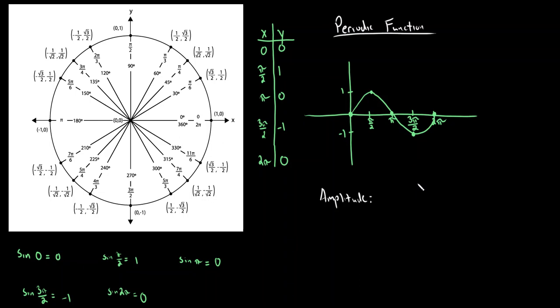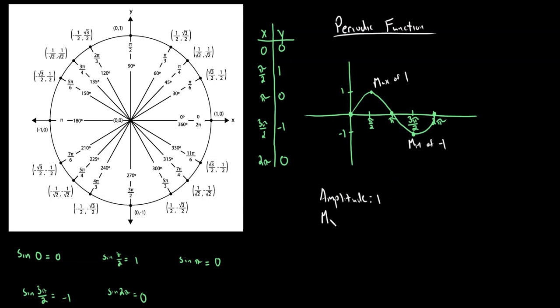So if we think about what the amplitude of this particular graph is, well, the max is 1, and it has a min of negative 1. And regardless if I continue this forever and ever, you would see it have the exact same max and min. Well, that total distance is 2, which means half of that distance is 1. So it has an amplitude of 1.